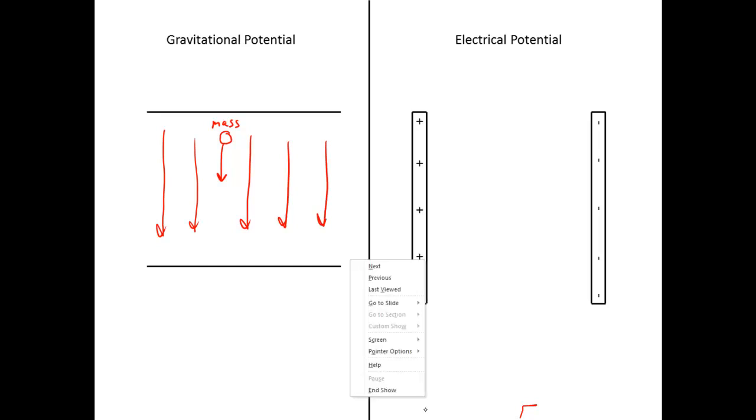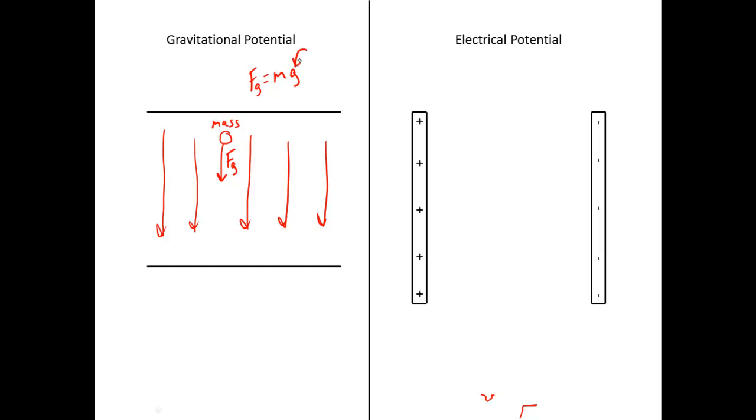Now, this object is going to experience a force due to gravity, F sub g. If I look specifically at the equation of the force due to gravity near the surface of the Earth, the force due to gravity is equal to the mass times g. And remember, we call this the gravitational field.